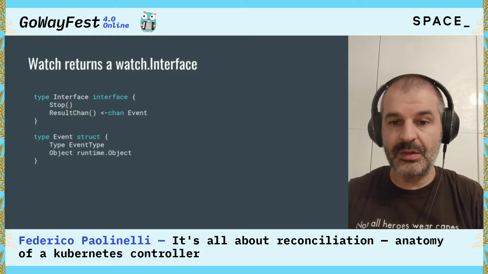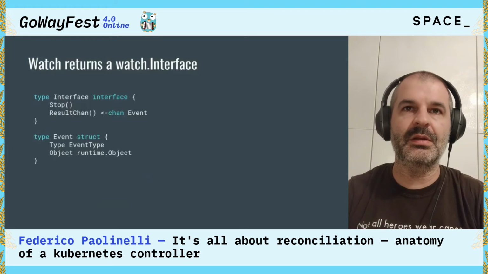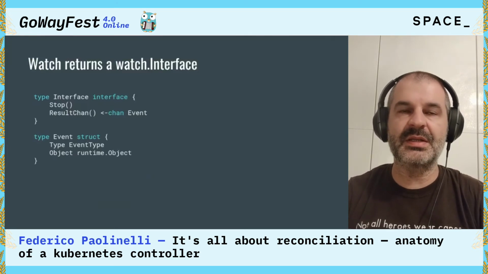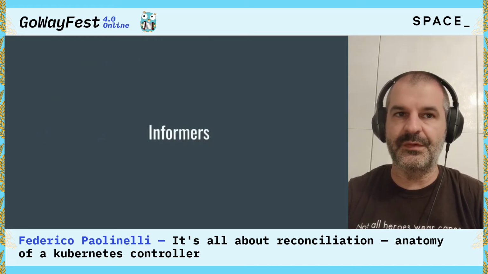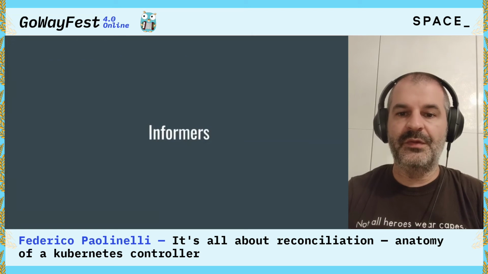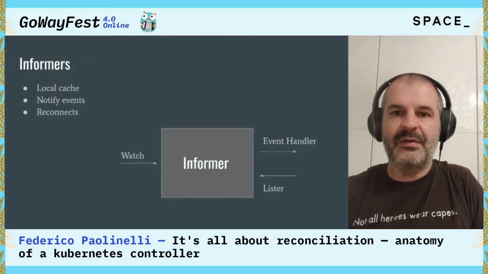It has a method to get a channel where you receive events, and events are events containing some object. This is a way to get notified by events, but it's pretty low level. It doesn't handle errors for us, it's only the event-driven part. So what we should use is another construct, which is informers. Informers are a bit higher level.